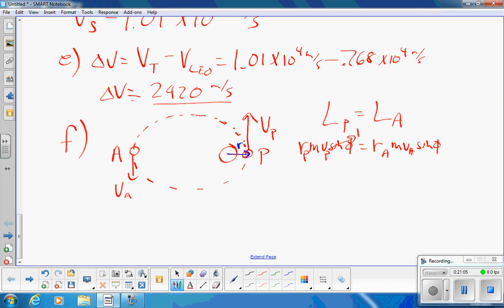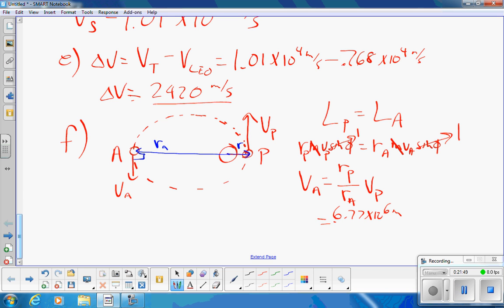And again, out here, the r at this point is again at a right angle to the v, so sine phi becomes 1. The mass drops out, not surprisingly, and so v_A simply is the ratio of the distances, r_P over r_A, times v_P. I have these numbers somewhere: the distance at perihelion was, I gotta look it up, 6.77 times 10 to the 6 meters.